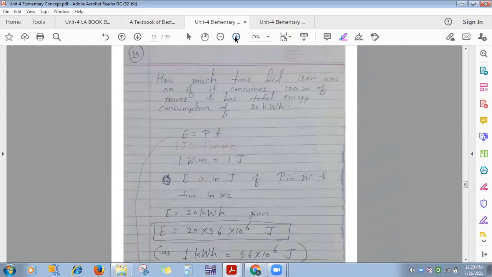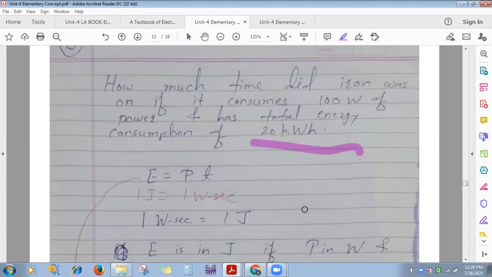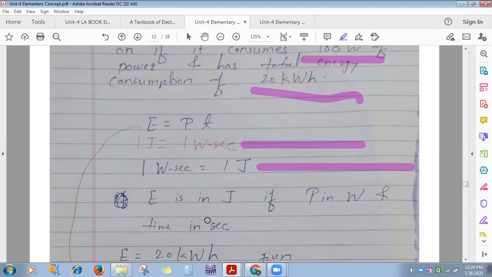Next one, same type. How much time was the iron on if it consumes 100 watt of power and has a total energy consumption of 20 kilowatt hour? So time you have been asked, and energy is given and power is given. Very easy. Energy is equal to power into time. 1 joule is equal to 1 watt second, means 1 watt second is equal to 1 joule, nothing but, isn't it?